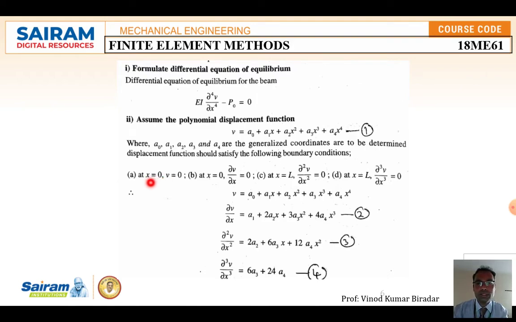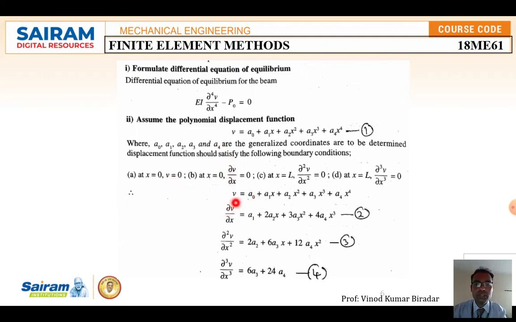Look here, at x is equal to 0, v is equal to 0. These are the boundary conditions. So again we have to rewrite this equation: v is equal to a0 plus a1x plus a2x square plus a3x cube plus a4x to the power of 4. Go on, apply the boundary conditions. First let me differentiate up to 4 terms.